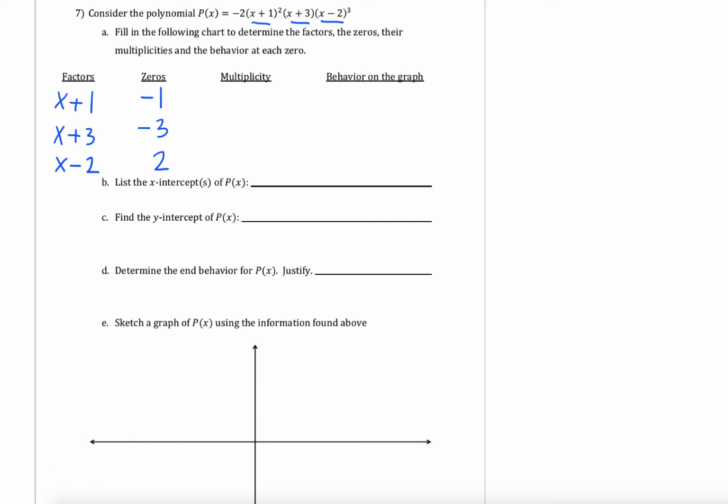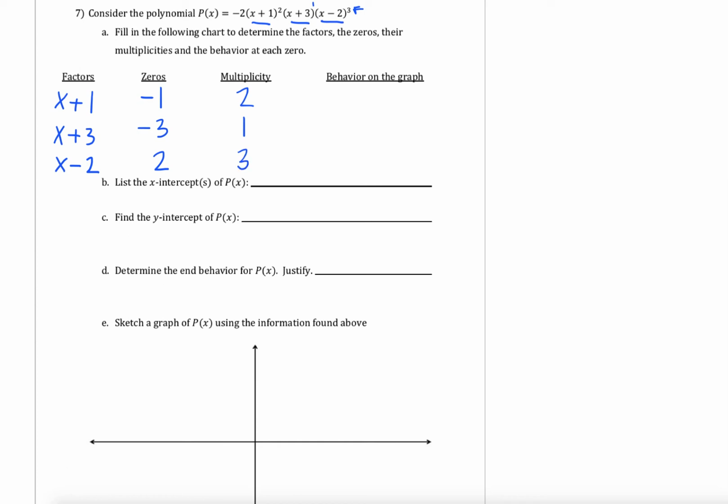Why don't you guys pause the video and list out the multiplicities for each one of those zeros. Now the multiplicity comes from the power, or that exponent on the factor. So for the x plus 1, I have an exponent of 2. So that means that -1 has a multiplicity of 2. For the x plus 3, I don't have any power up there. That's that invisible 1. So -3 has a multiplicity of 1 then. And for the x minus 2, I have a power of 3 on there, which means for the 0 of x equals 2, I have a multiplicity of 3.